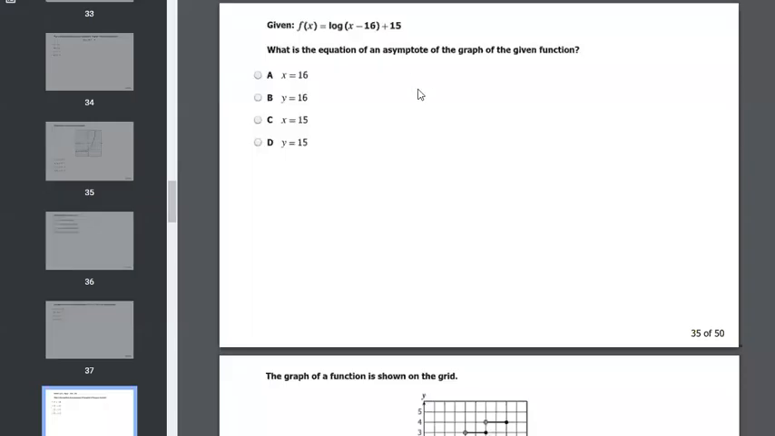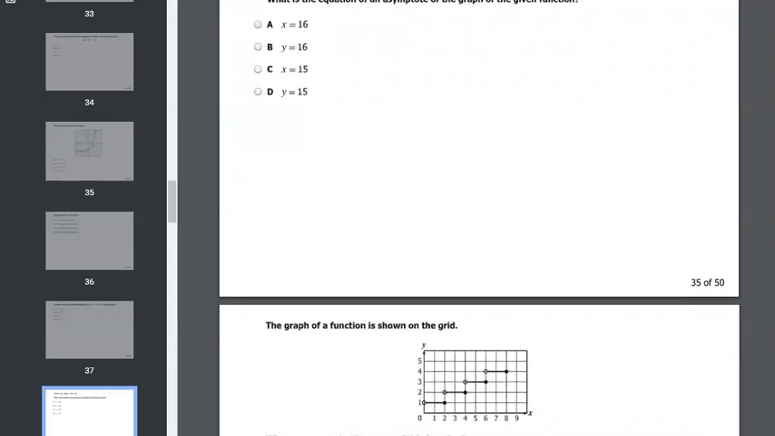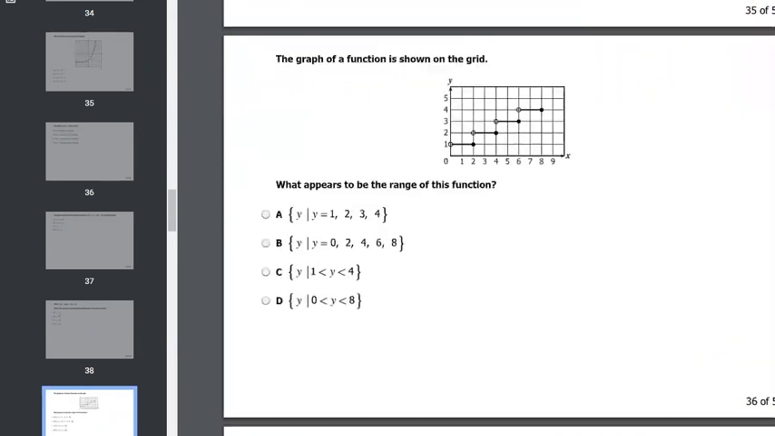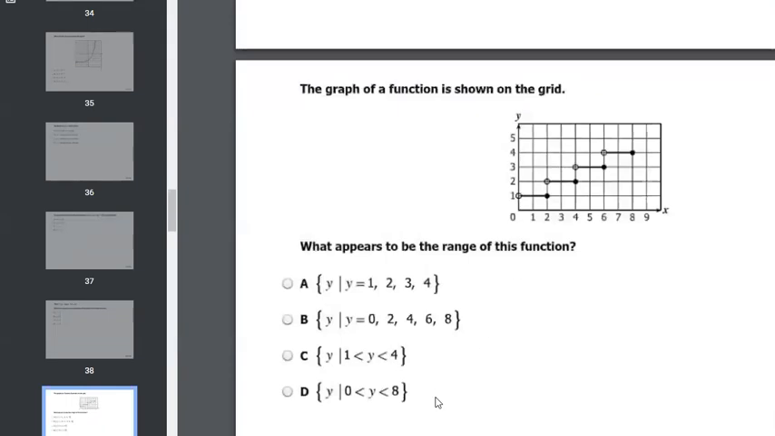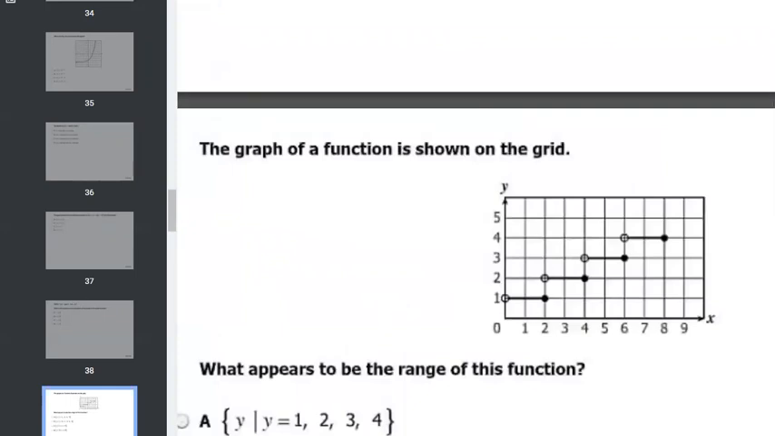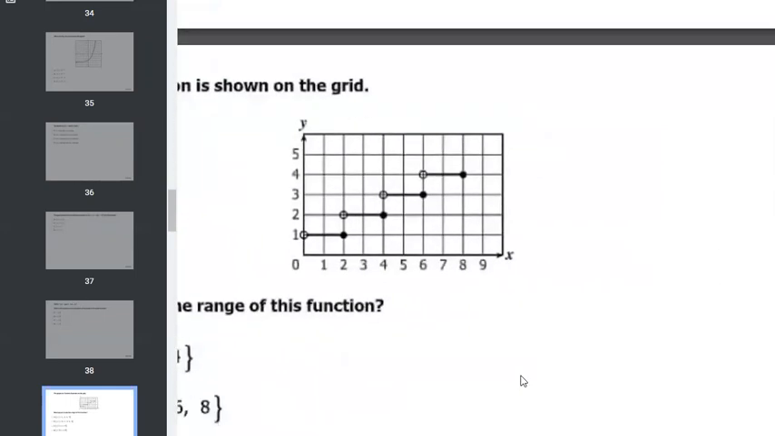All right, let's look at 36. So 36 says the graph of a function is shown on the grid. What appears to be the range of the function? So if you remember that range means y values, it's basically asking what y values does this graph take up? And what I'm going to do is I'm going to zoom in on it so you can see it a little bit better. Maybe a little bit more. Okay, I think that's good.